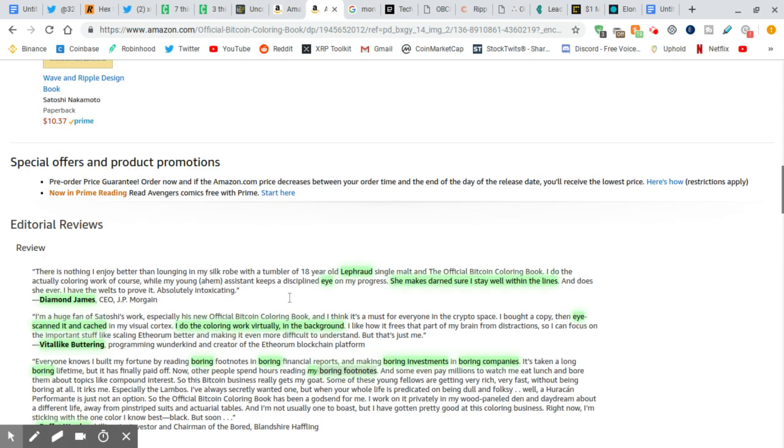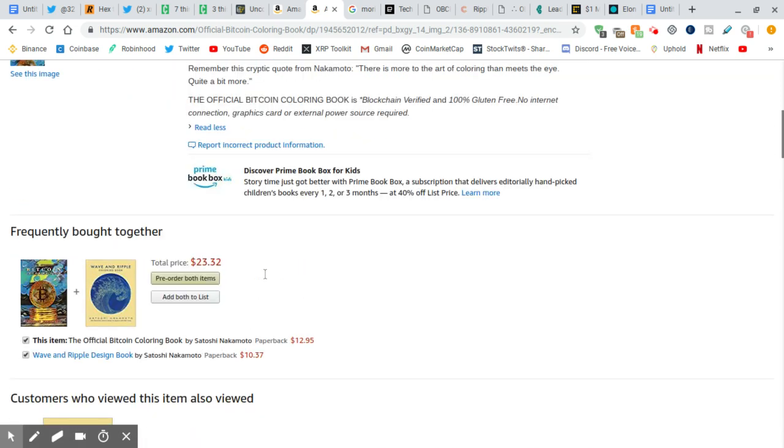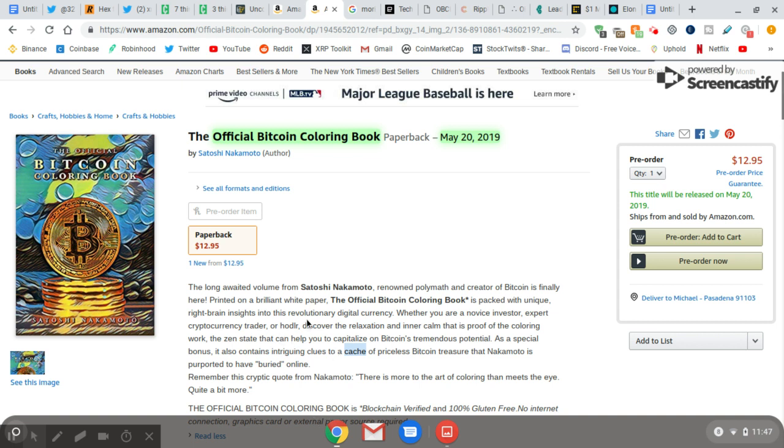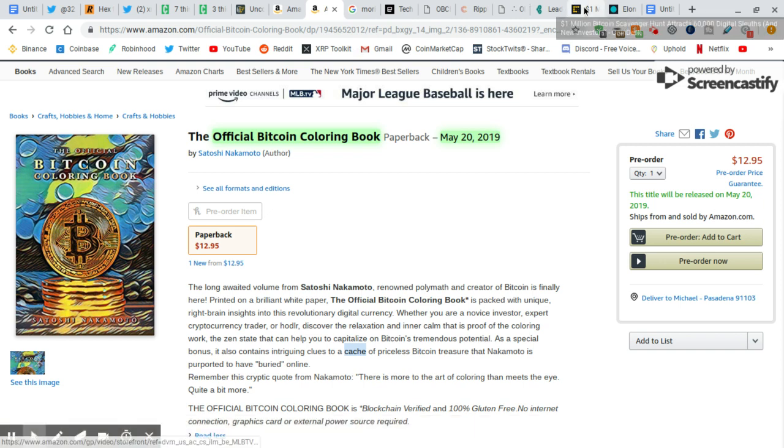Okay. So now I didn't see these before, but I did note a few different things. They put the word catch in there a few times down here. Now it also contains intriguing clues to a catch of priceless Bitcoin treasure that Nakamoto is purported to have buried online.